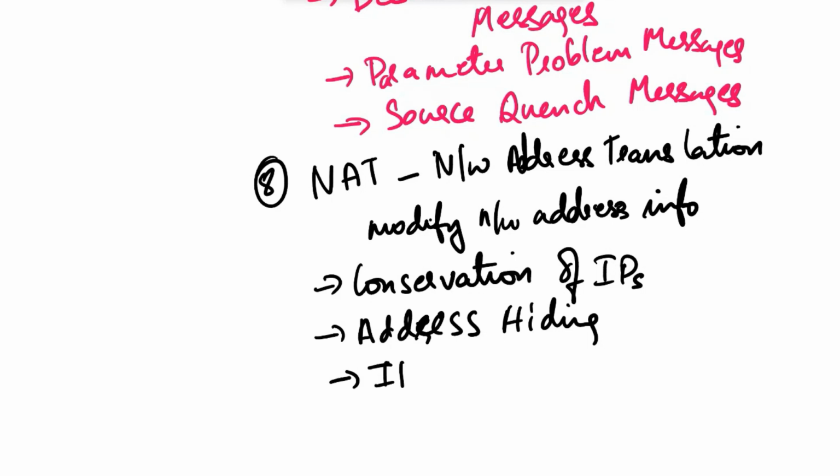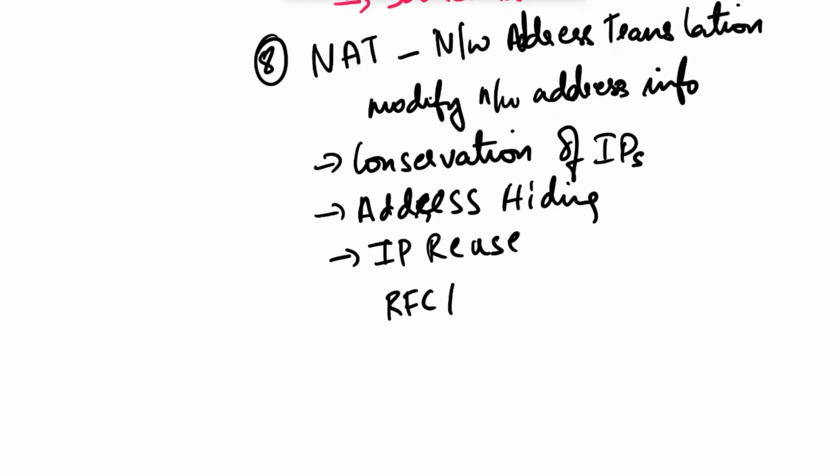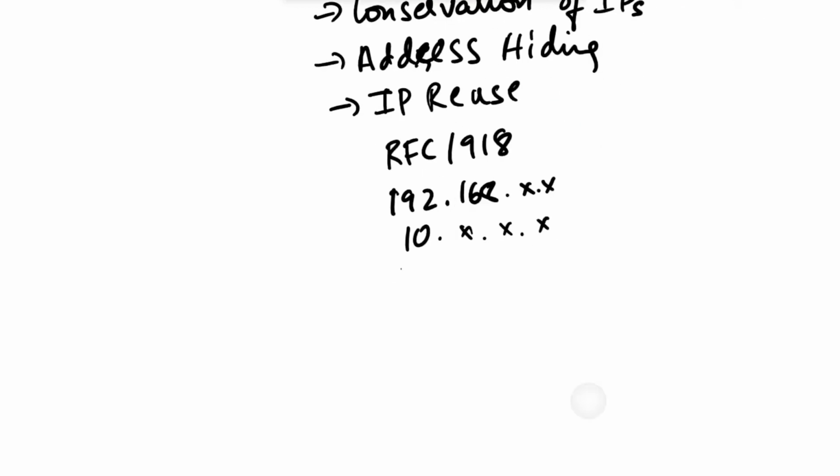Next is IP address reuse. RFC 1918 specifies private IP address ranges. These are reserved for use within private networks. For example, 192.168.x.x, 10.x.x.x, or 172.16.x.x. These are private addresses. NAT allows these private addresses to be reused across different private networks as they do not conflict with each other or with public IP addresses.